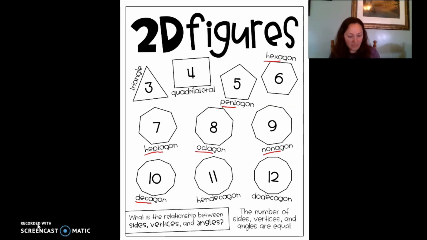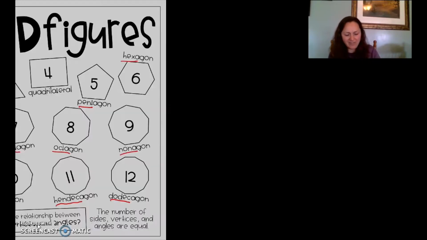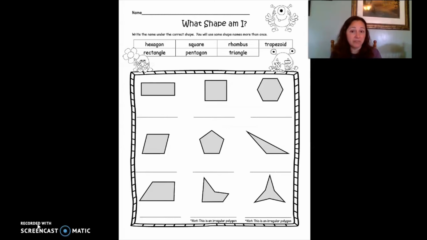Hendecagon, I didn't know that was an 11-sided figure. I didn't know of a dodecagon, which had 12 sides. So that one's pretty cool too. So all we're looking at is that the names of the shapes are based on how many sides they have. So let's take a look at some shapes and see if we can figure them out.